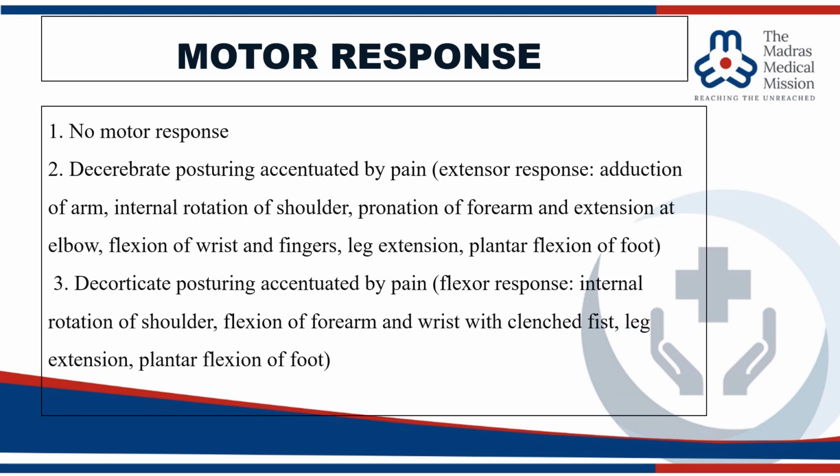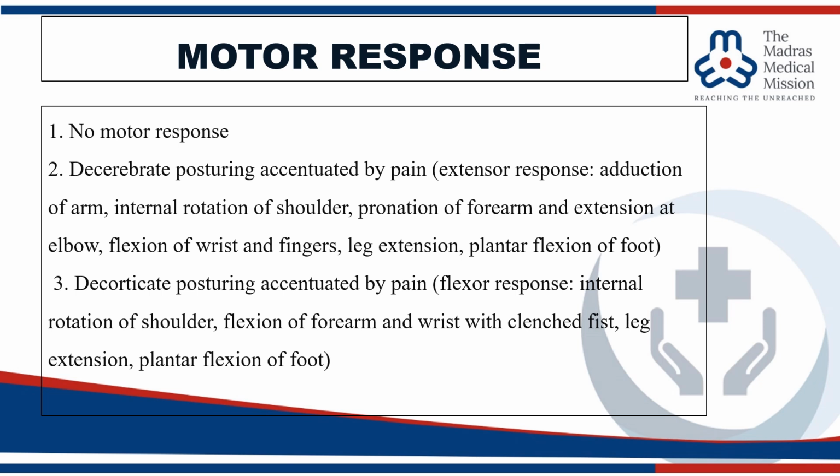With regard to motor response, again the first score will be given to no motor response, and the second score will be given to decerebrate posturing, that is accentuated by pain. There will be an extensor response, that is adduction of the arm, internal rotation of the shoulders, and pronation of the forearm, and there will be extension at the elbow, flexion of wrist and fingers, leg extension, and plantar flexion of the foot. So this will be considered as a decerebrate posture.